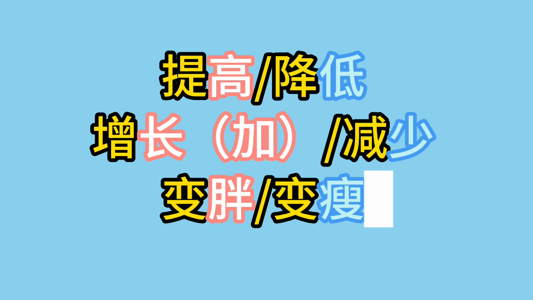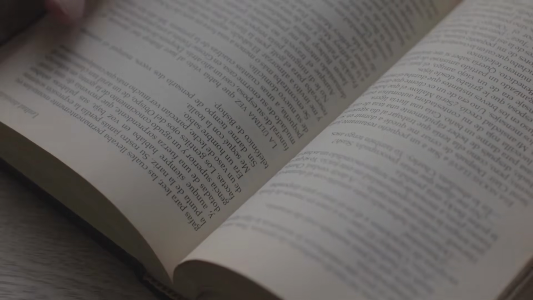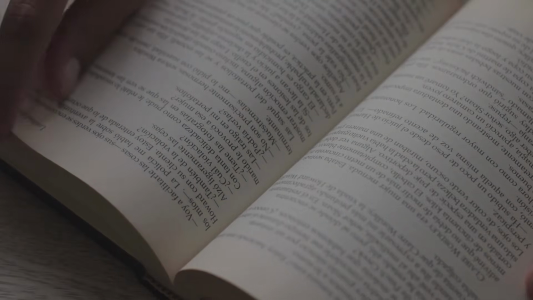And sometimes it's even more direct, just opposite pairs. For example, 提高 降低 means raise and lower. 增长 减少 means increase, decrease. 变胖 变瘦 means gain weight, lose weight. So when I say 提高, you immediately think 降低. When I say 增长, you think 减少. This is an easy way to double vocabulary without doubling effort. This method also works for learning other languages like English, French, or Japanese.